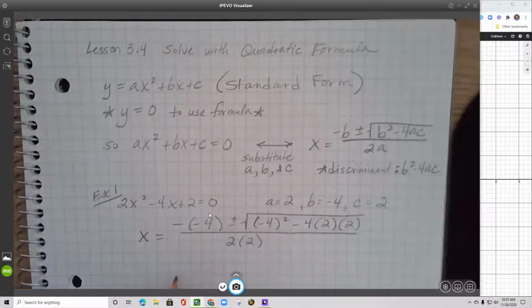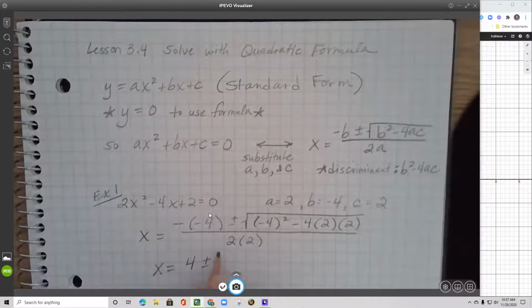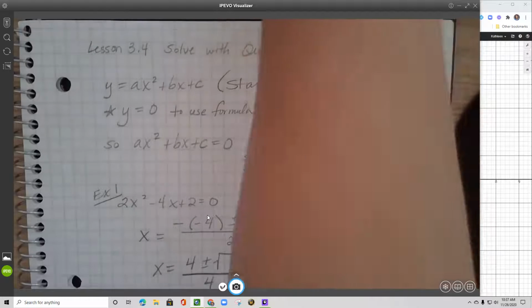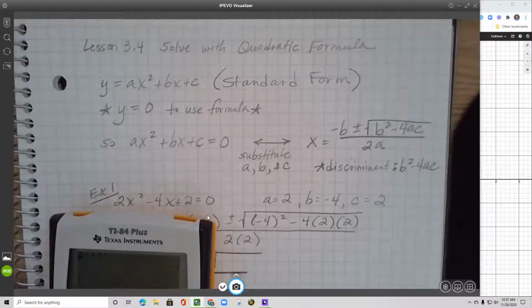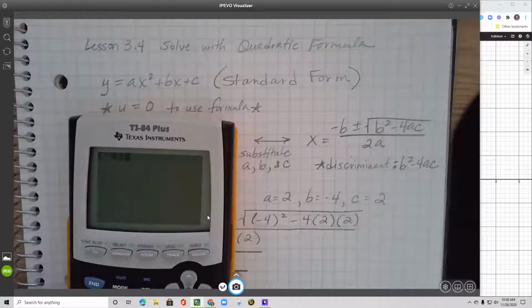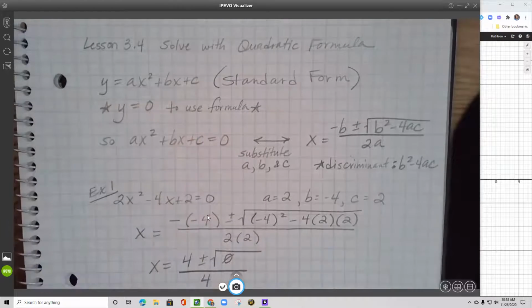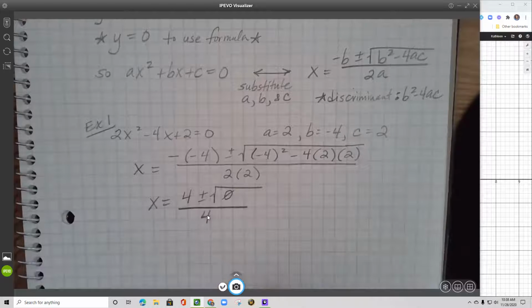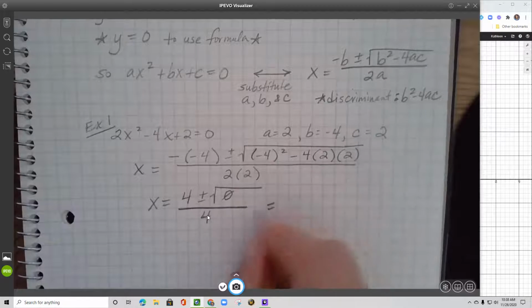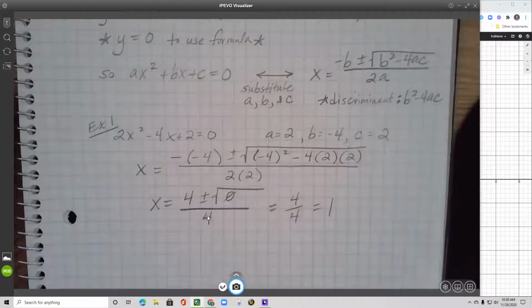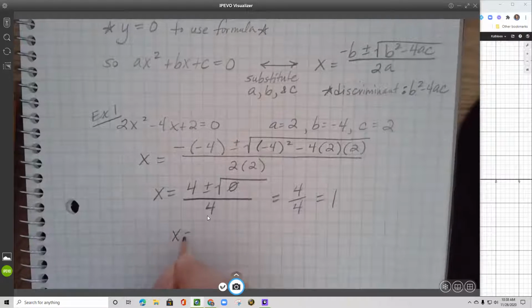So let's do that first. You can put this whole thing into your calculator altogether. Let's see what this is. My discriminant is 0. So under the radical, I get 0. So this will be how my formula simplifies. Square root of 0 is 0. So I end up with just 4 over 4, which is 1. So x equals 1. This is my solution.